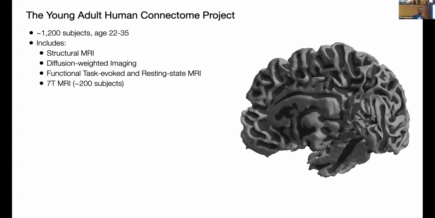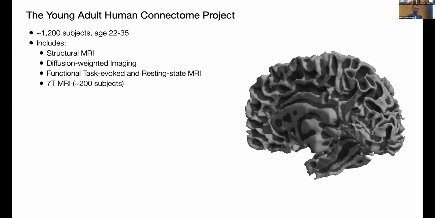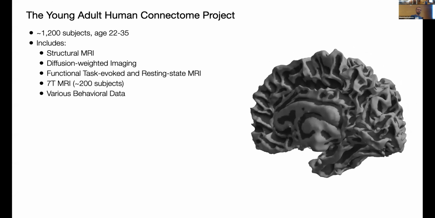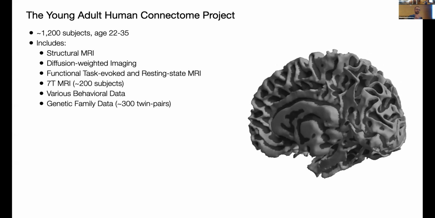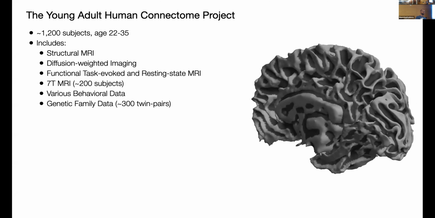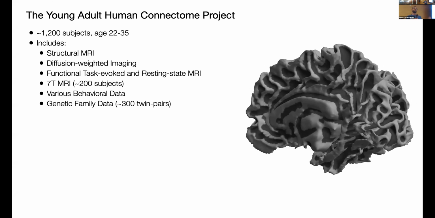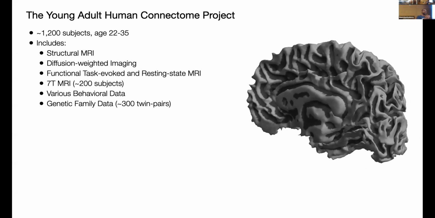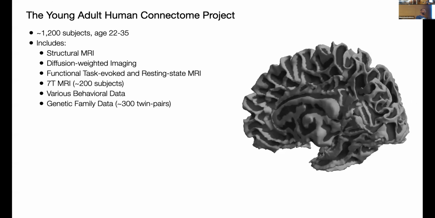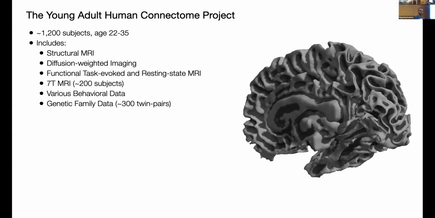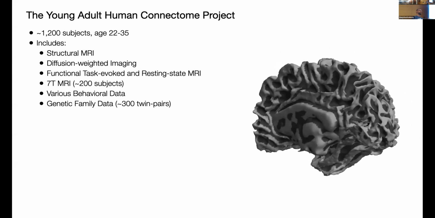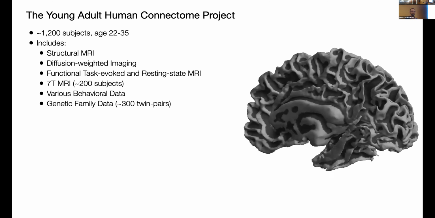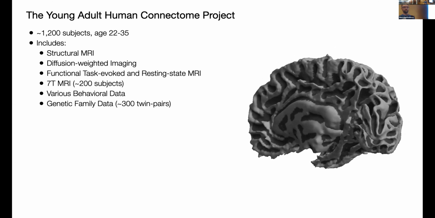It includes 7 Tesla MRI for about 200 of the subjects. It includes various behavioral data for all participants. It includes genetic family data for about 300 twin pairs. So if you're interested in twins or inheritance or genetics, this is a great data set to use for that. Unfortunately, it's not a great data set to use next week on a hack project for that, just because the restricted data in the Human Connectome Project, which includes all of the twins, takes a little while to get. You have to sign some forms. The rest of the data set is pretty easy to get. It takes about 5 minutes to register.